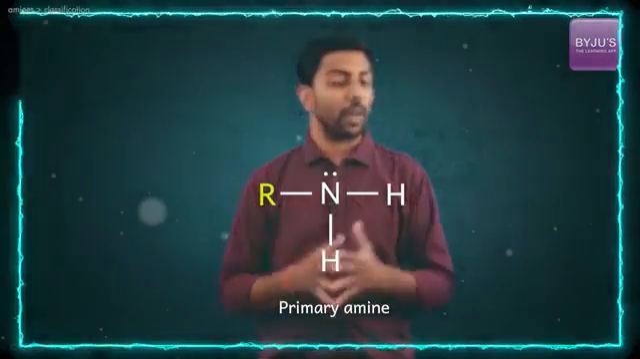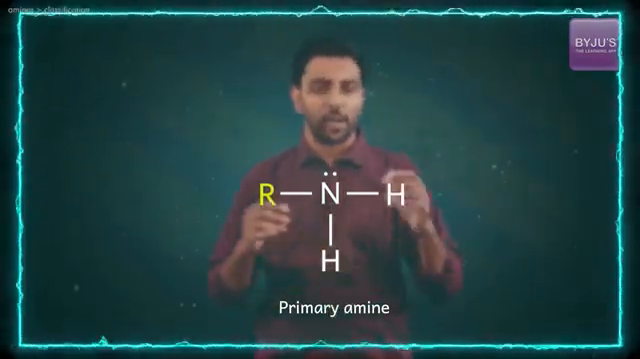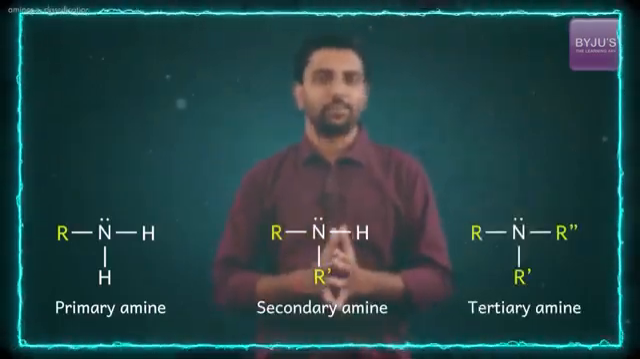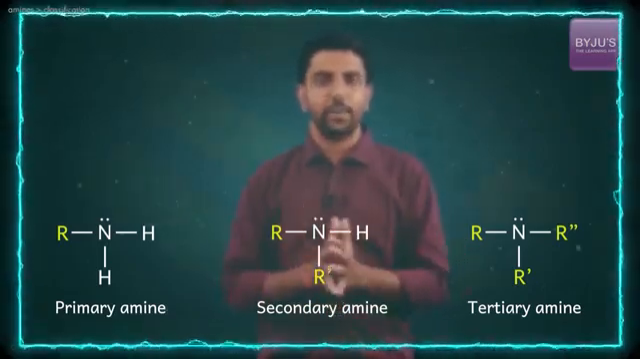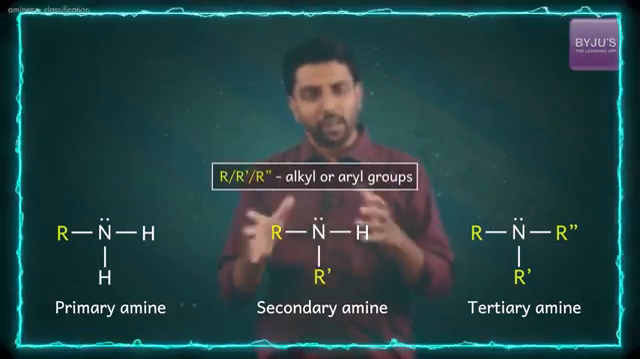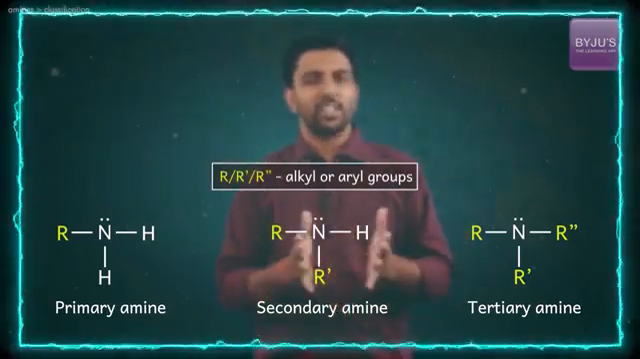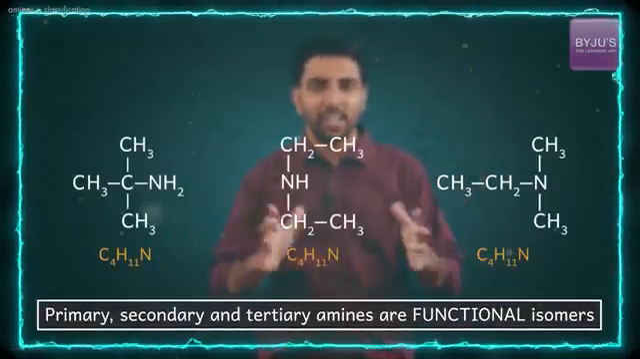The most generic template is RNH2. So this would be called a primary amine. If any more of the hydrogen atoms are replaced by other alkyl groups, we call them secondary amines and tertiary amines respectively. Now, if you look at the alkyl group as in R, it can be a normal aliphatic alkyl group or it could be an aryl group. What is interesting here is that the primary, secondary and tertiary amines are all functional isomers of each other.